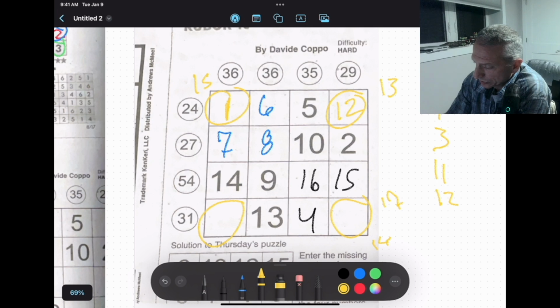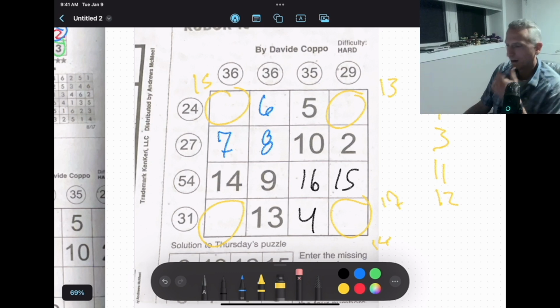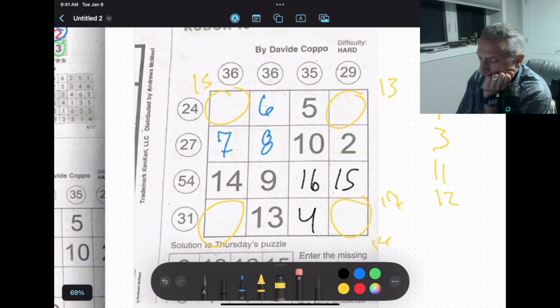Shoot. No way. Am I screwing this up again? Oh my God. 7, 14, 15. I'm starting to think this is broken.